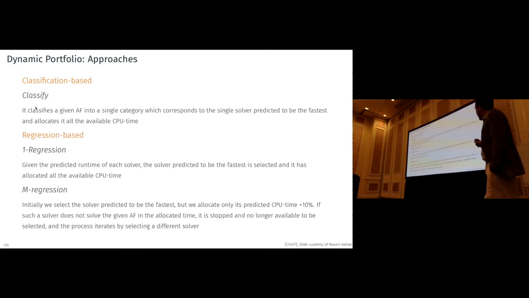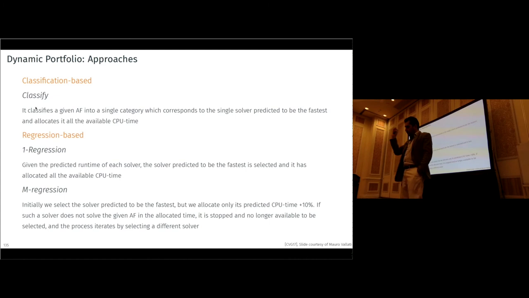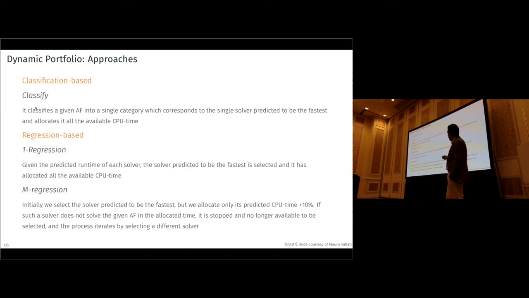In terms of dynamic portfolio, we considered a classification-based portfolio, which classifies a given argumentation framework into a single category, corresponding to the single solver predicted to be the best one. So given an argumentation framework, we just select which solver we believe is going to be the best for that specific problem. One regression: given a predicted runtime of each solver, we just choose the one that we predict to be the fastest. And M regression: we select the one that we predict to be the fastest at the beginning, and we give it the predicted CPU time plus 10%. If the solver does not solve the problem, then we pass to the second one, predicted to be the second best.